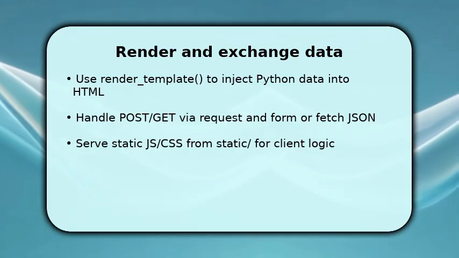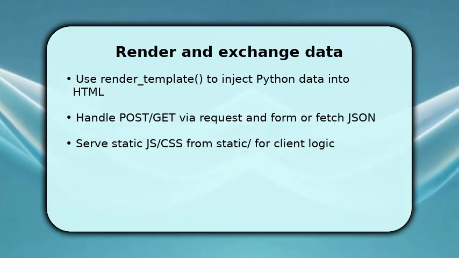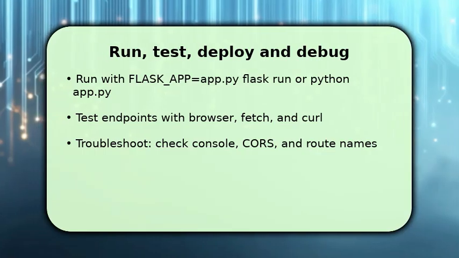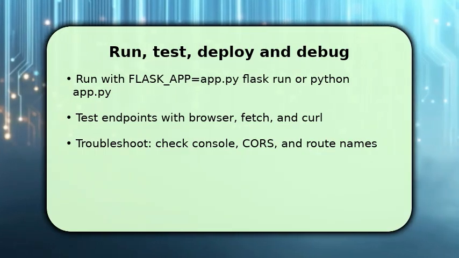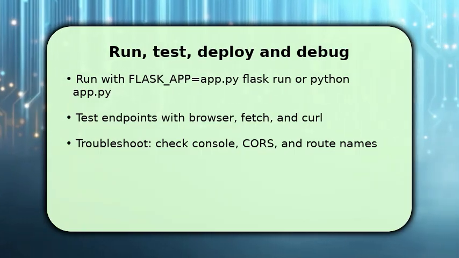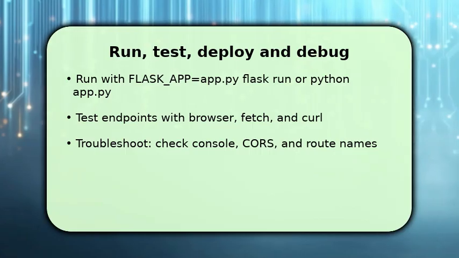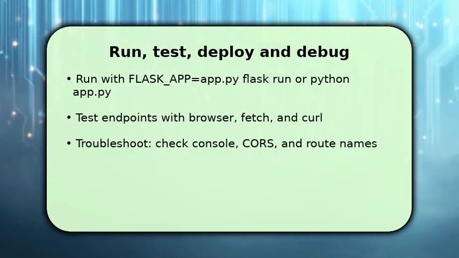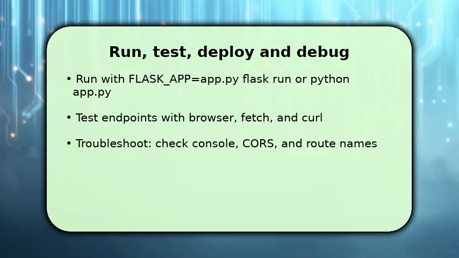Finally, start the Flask server and test every route from the browser and via fetch or curl to confirm responses. Once endpoints return expected HTML or JSON, iterate front-end updates and confirm forms or AJAX flows change the page as intended. For deployment, switch to a WSGI server like Gunicorn and set production config.